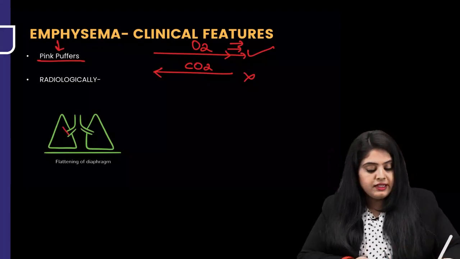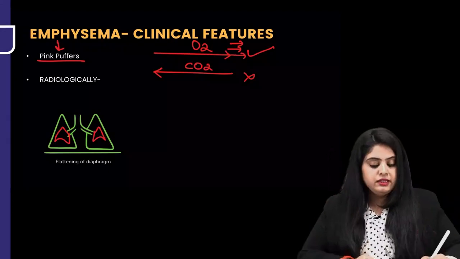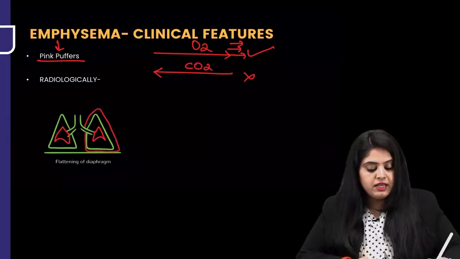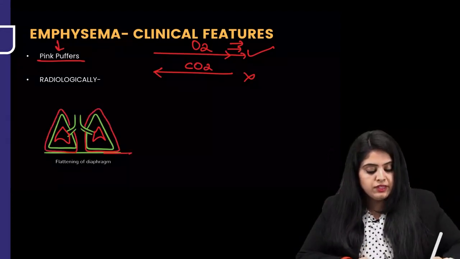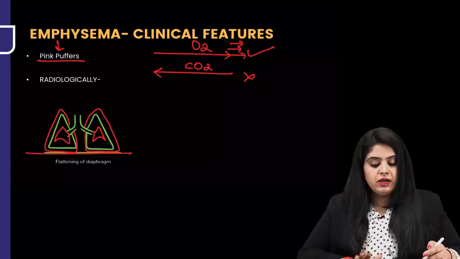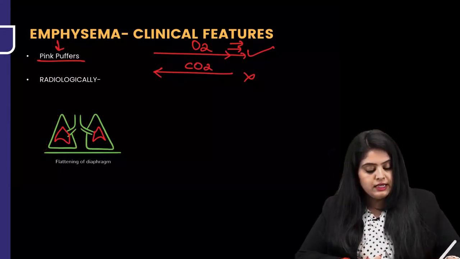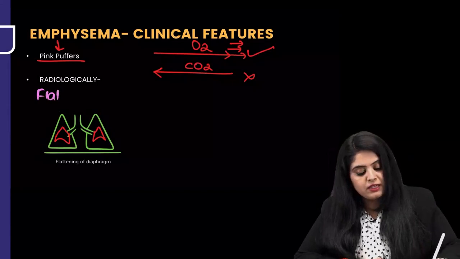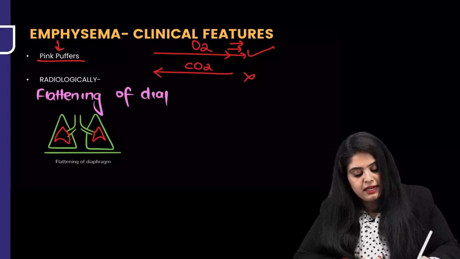So you will say that initially if the lungs were chota, now air is entering, the lungs are going to become very, very big, and when the lungs will become big, what will they do? They will push the diaphragm down. So what do you see radiologically? Radiologically we see the flattening of the diaphragm. This was about the emphysema.